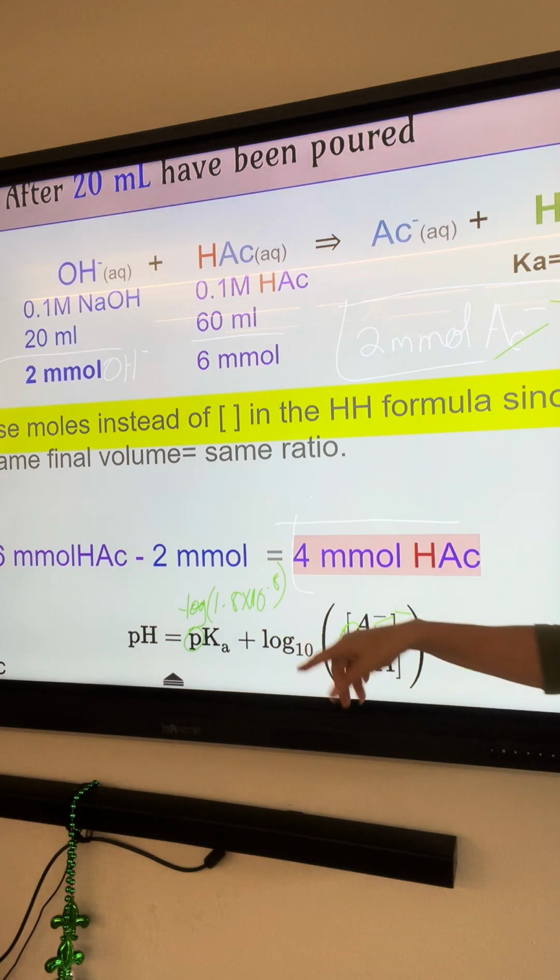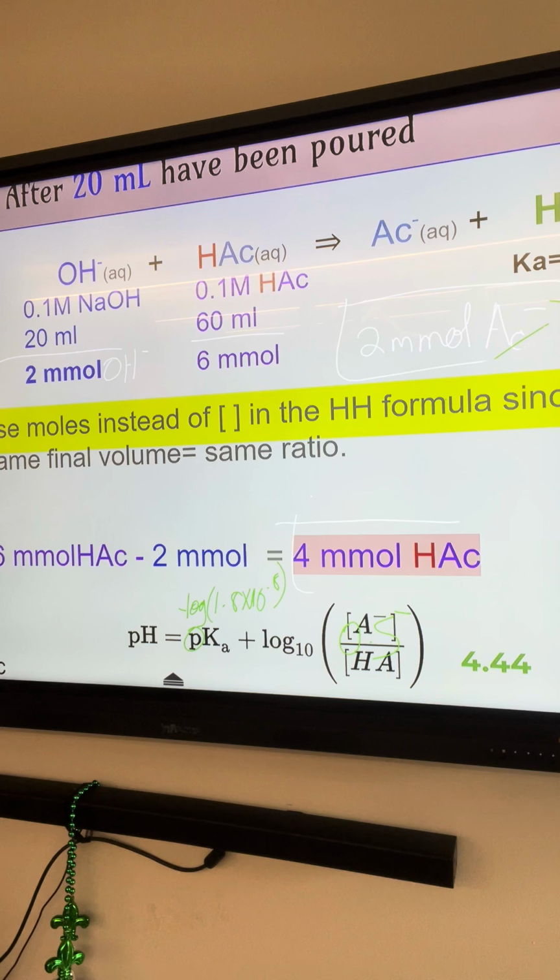The log is base 10, and you need to do it in your calculator. I need to make sure that you know how to do this, because seeing it is not the same as doing it. Everybody, I want to see your numbers in your calculator. I want you to solve for the pH in your calculator. Can I not use the same thing as what we just did?